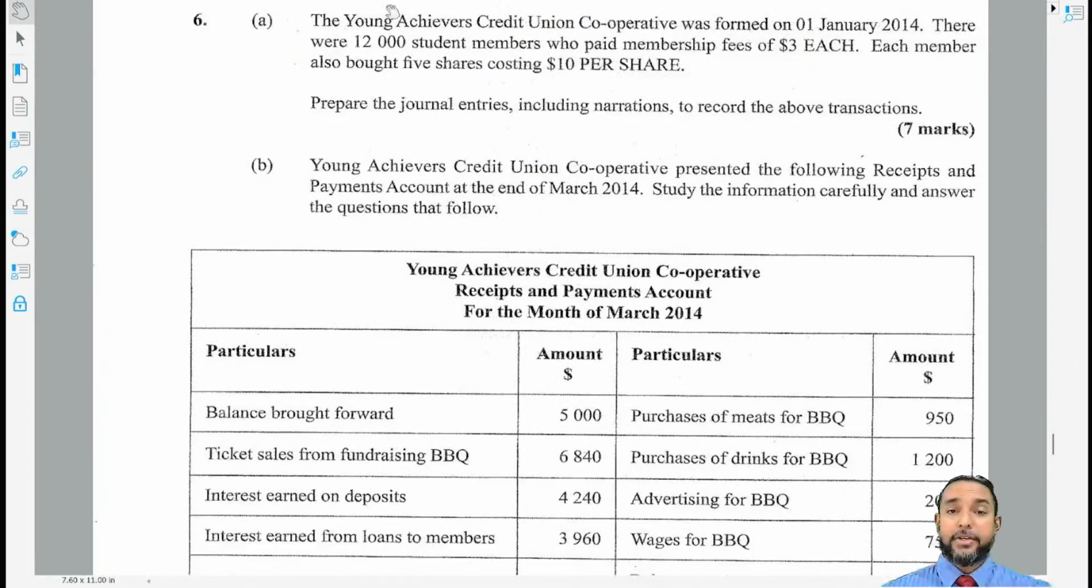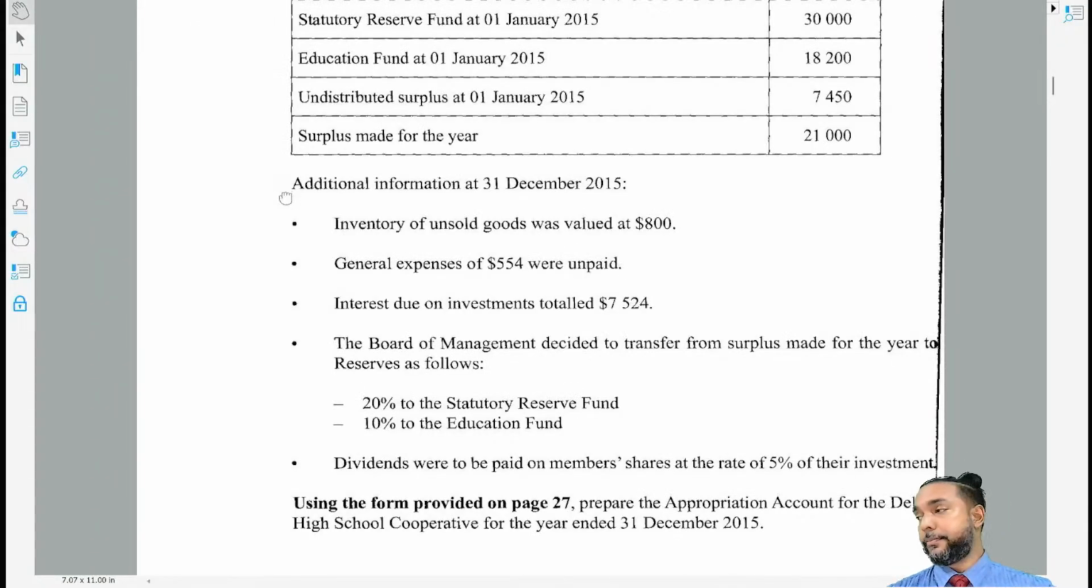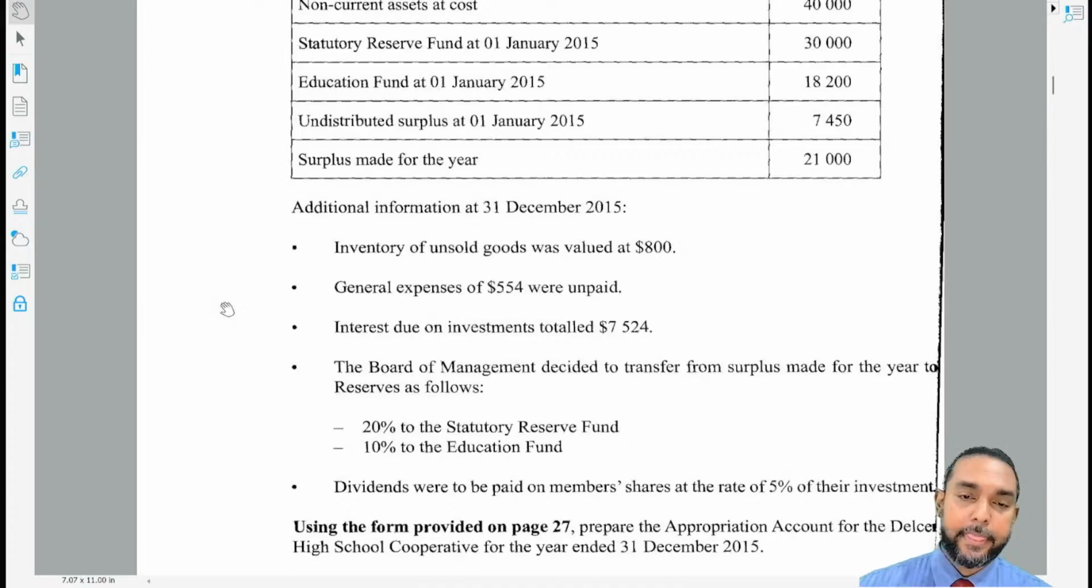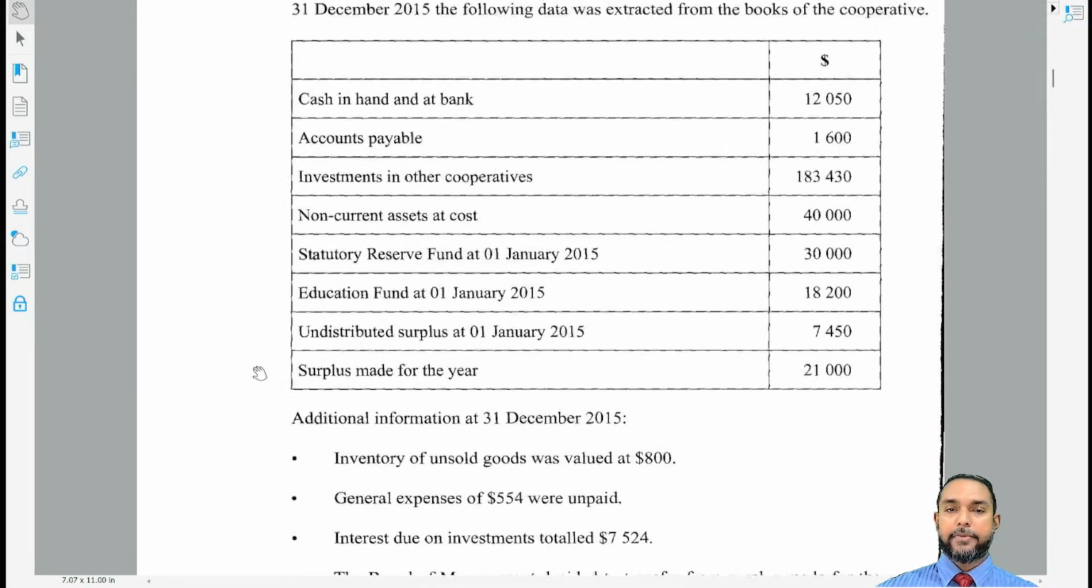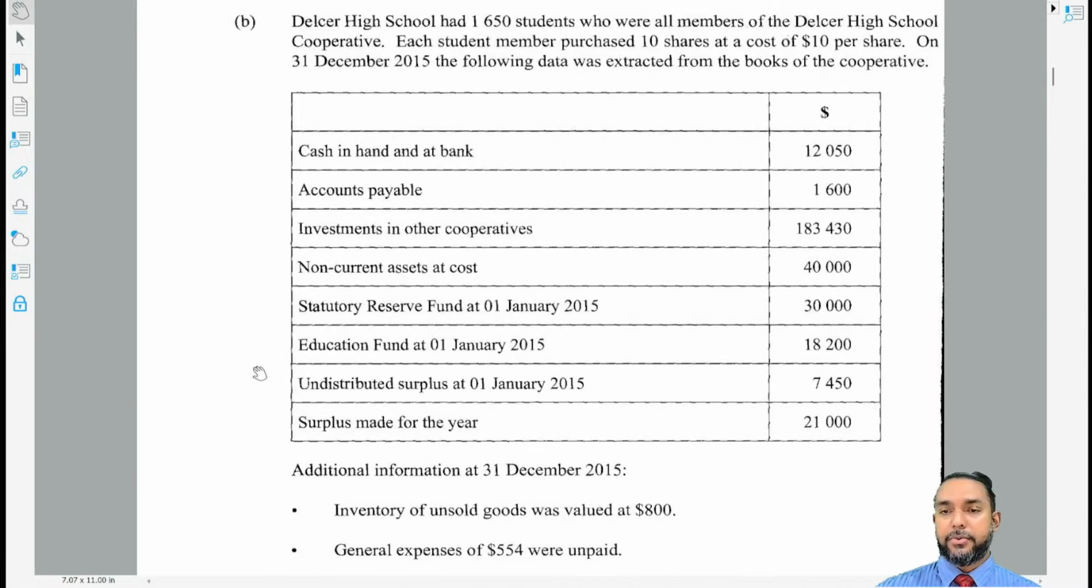Okay, so we're going to go back now and go to Delco, right? All right. So we come back to Delco, and I'll give you another format to fill in, right? Okay, so for Delco, we want to do the capital section of the balance sheet. We know the capital section will have the share capital value and the reserves.